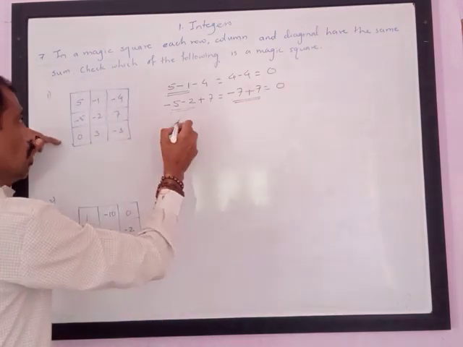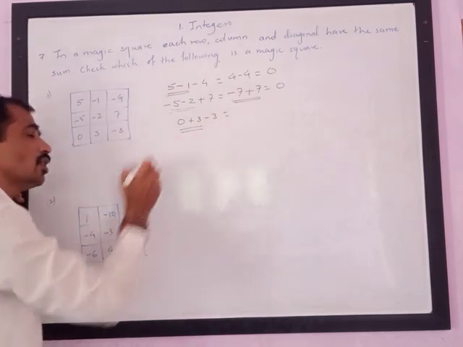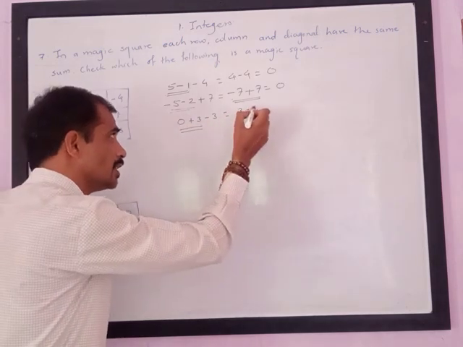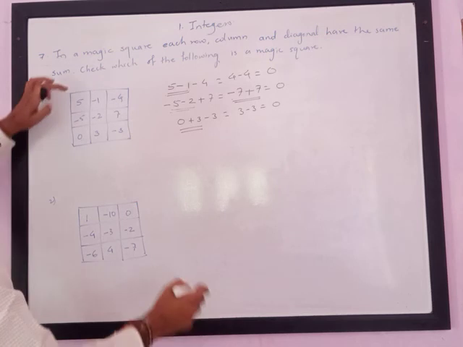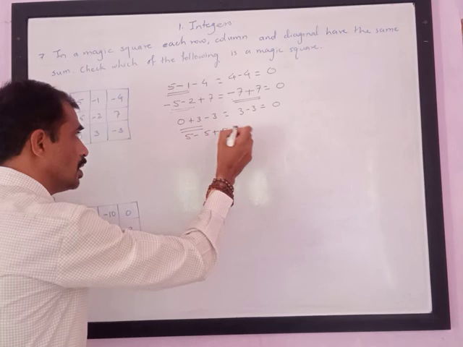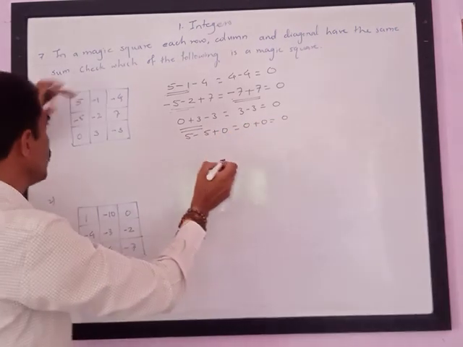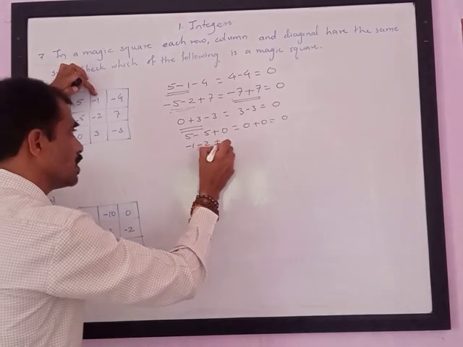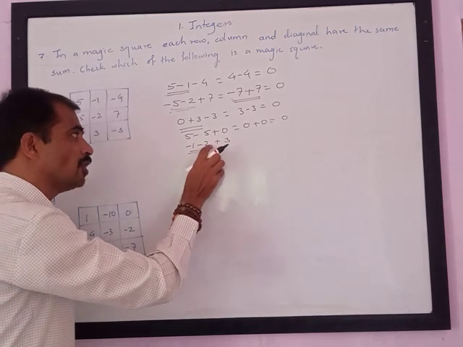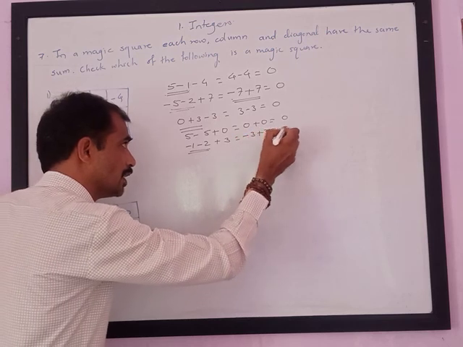Next is 0 plus 3 minus 3. Now 0 plus 3, 0 is an additive identity, so 0 plus 3 is the same number, 3 minus 3 is equal to 0. Now let us check the first column. 5 minus 5 plus 0. So 5 minus 5 is 0, 0 plus 0 is again 0. Second column is minus 1 minus 2 plus 3. Now both have the same sign, so we add the magnitudes and give the sign. So this is equal to minus 3 plus 3, that is equal to 0.